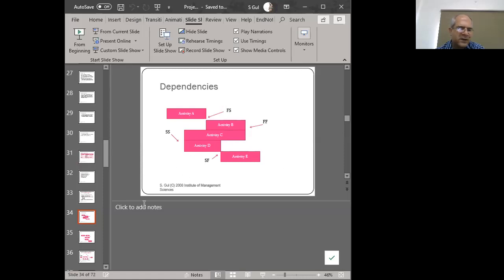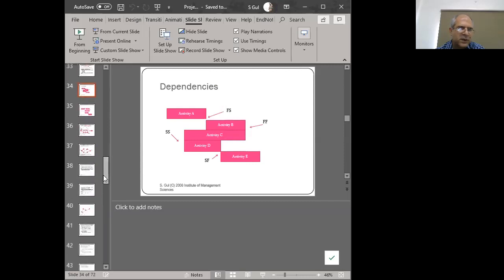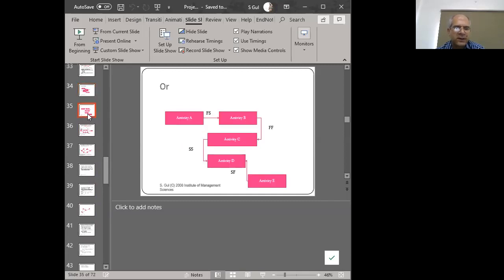And we also have a start to finish, the ridiculous dependency. So we don't want to have that in our project. Rather, we want to resolve that into the FS, FF, or the SS. We don't want to have the SF dependency, so we'll try to convert it into one of the others.